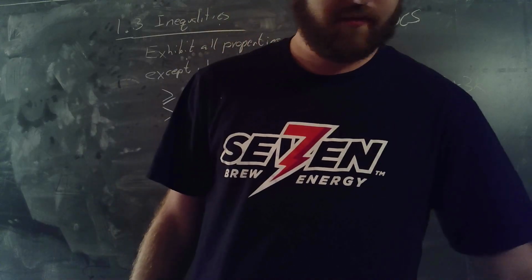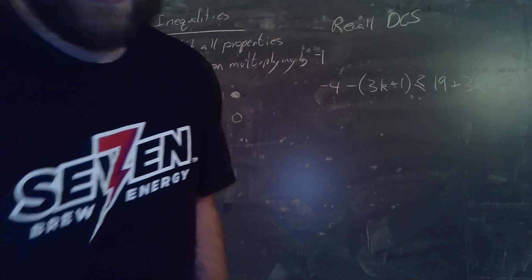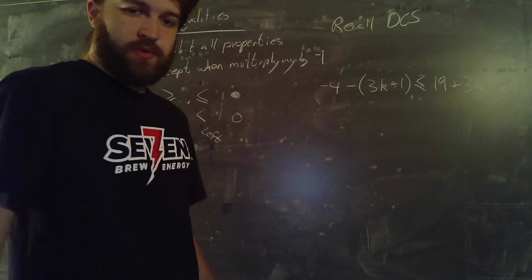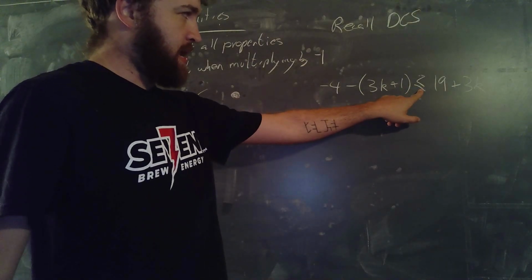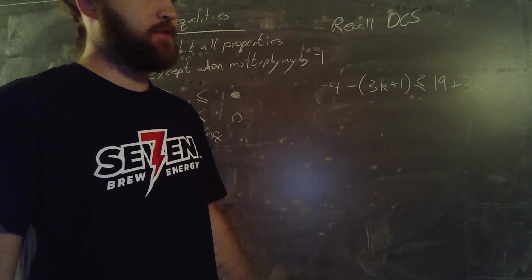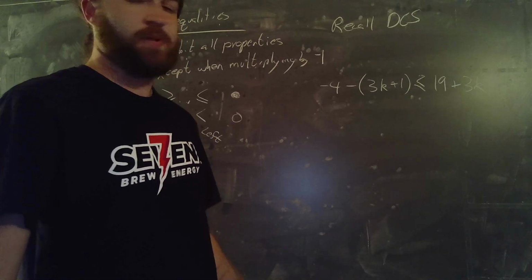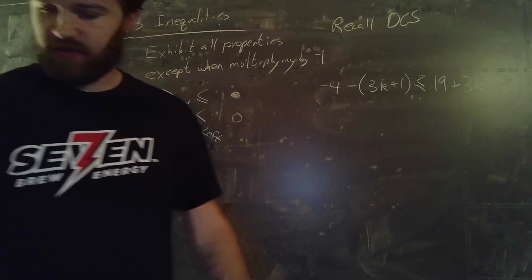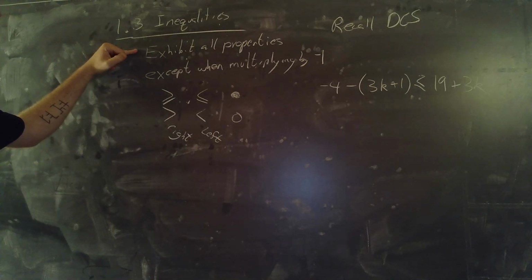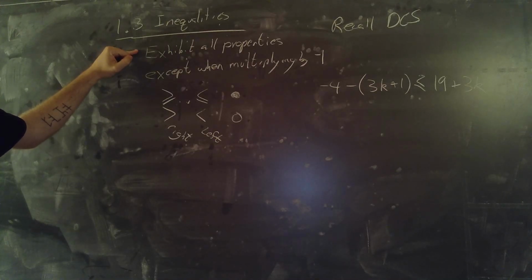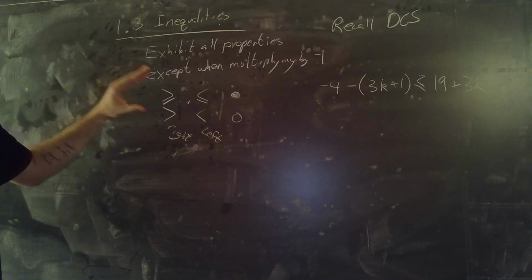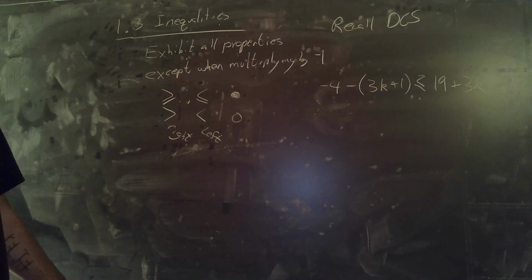Now, remember, when we see our problem statement, we're going to look at whether we have an equal or a less or greater symbol to determine what properties it follows. An equal sign would just be all the normal properties of equality. They're the easiest. When we see less or greater, then we know that these are going to exhibit all the properties of equality, but with the exception that when I multiply or divide by a negative, I have to flip the direction of the inequality symbol.